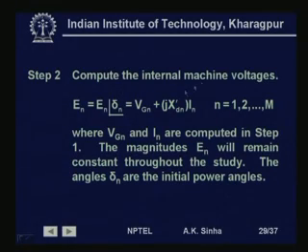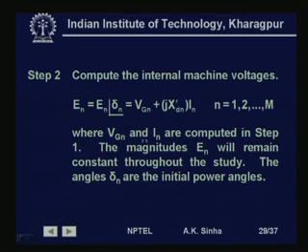Compute the internal machine voltages by knowing the generator terminal voltage, the current and the reactance, as we have seen earlier. So, we calculate the machine internal voltage, its magnitude and angle. The magnitude remains constant for the period of transient stability analysis, that is, AVR action is neglected. V_Gn and I_n are computed in the previous step. The magnitude E_n will remain constant throughout the study. The angles delta_n are the initial power angles. So, all the delta_n at the initial period are known to us, that is, the delta zeros are known.